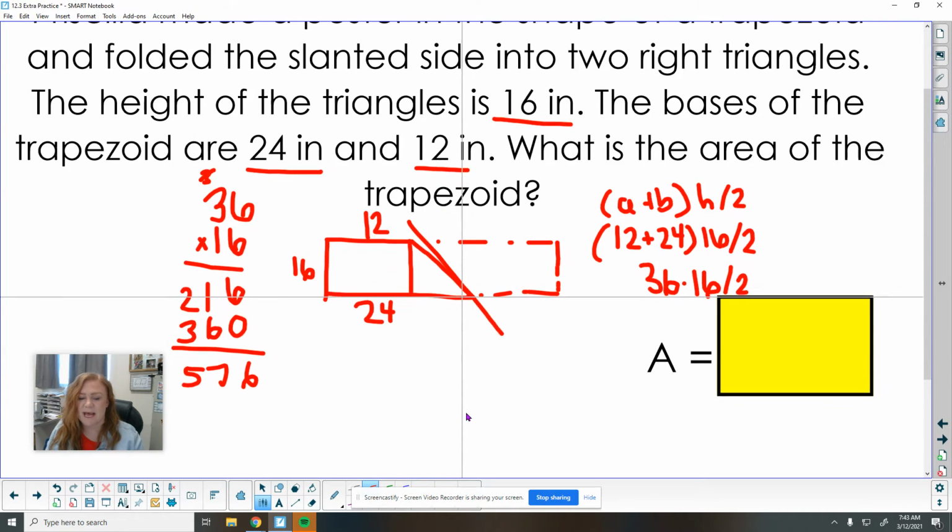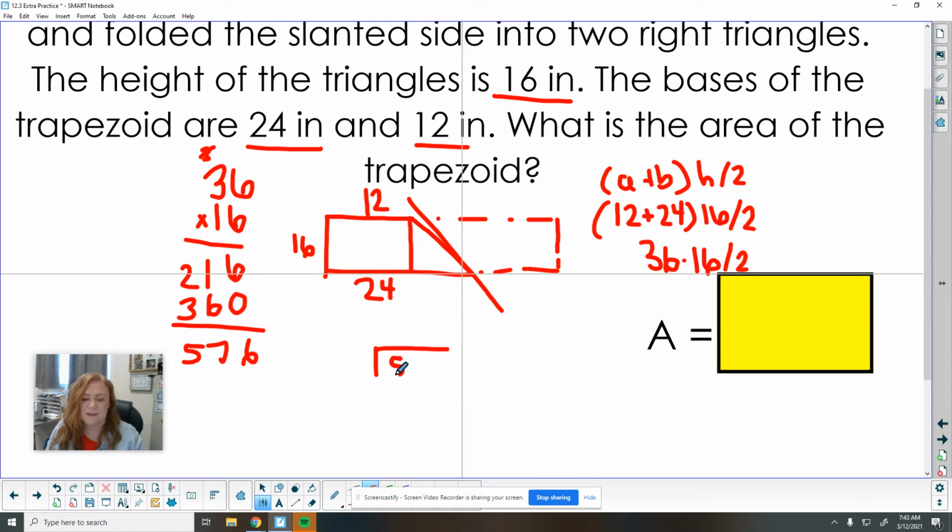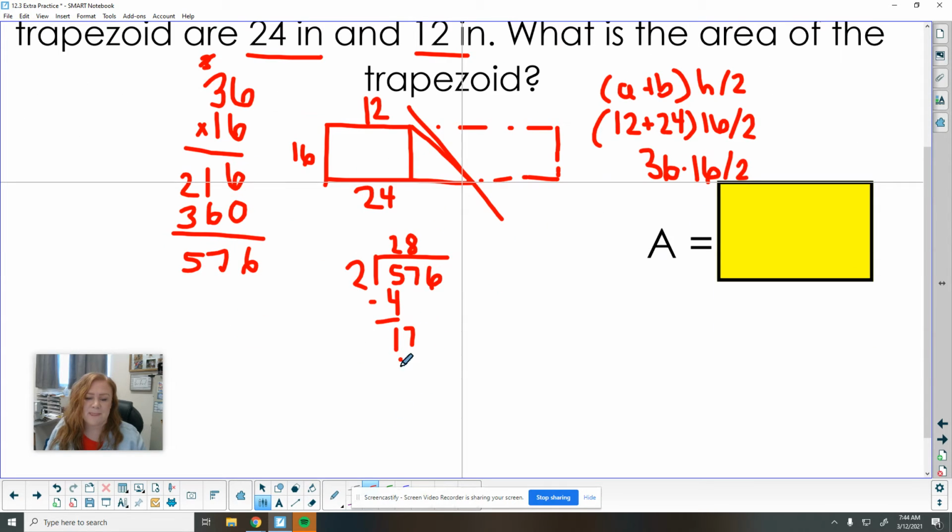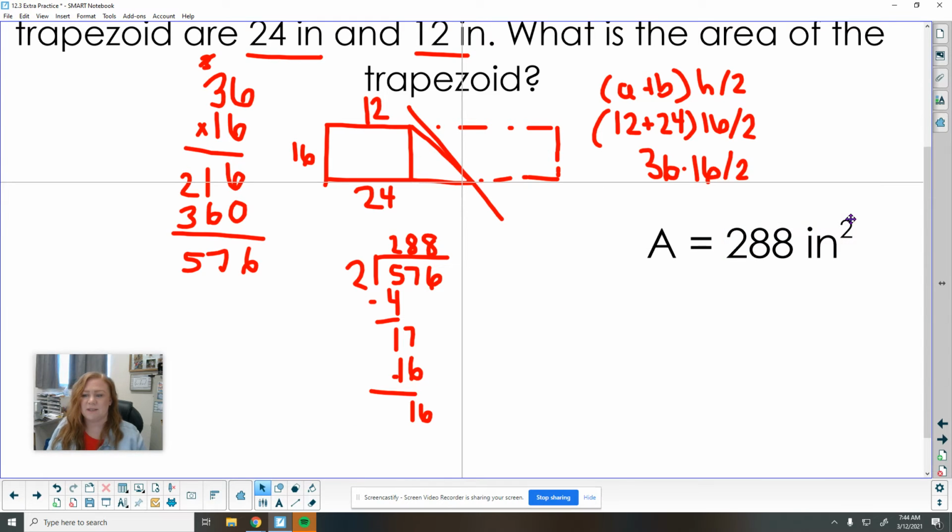Now we have to cut it back in half. So go ahead and do 576 divided by 2, and then come back when you're ready to check that. So this goes in there 2 times, and we're left with 1. Bring down our 7, goes in there 8 times, is 16. Left over 1 and 8. So our trapezoid area of her poster should be 288 inches squared.